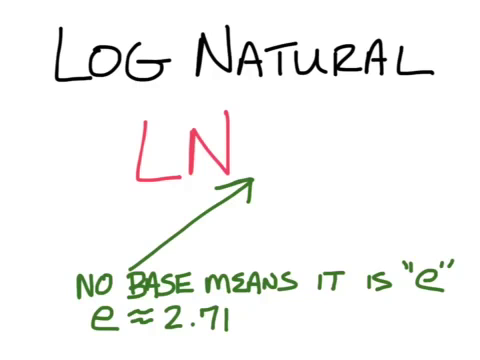This is a natural log, LN on your calculator, log natural. Now, with that one, if you see no base, that means that the base is E. Just like pi is 3.14, there's an E on your calculator, and it's equivalent to approximately 2.71. And it goes on out from there, but we usually use 2.71.